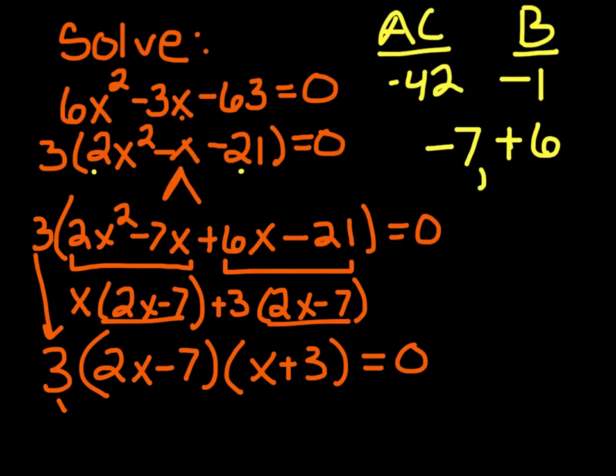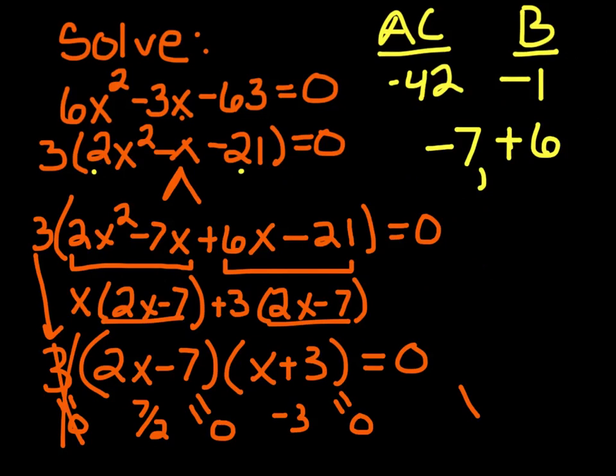So if I said 3 equals 0, that's not going to give you anything. So that doesn't matter. No, x does not equal 3. Then if we set 2x minus 7 equal to 0, we would get 7 halves. Sorry, I'm running out of room here for x. And if we set x plus 3 equal to 0, we'd get negative 3 for x. So our answer, x equals 7 halves and negative 3.